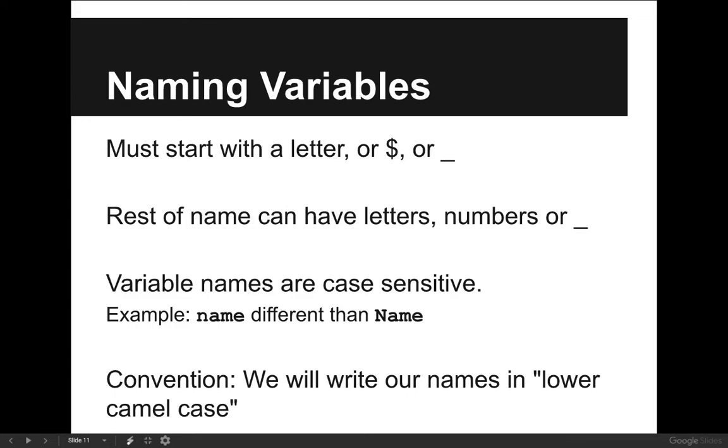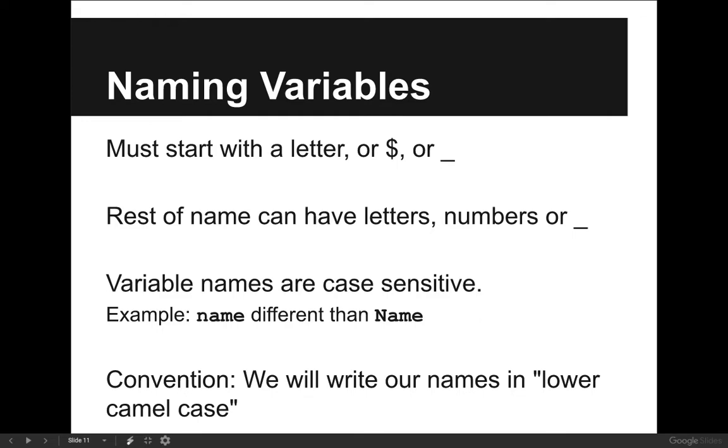A couple of naming conventions. They must start with a letter, a $, or an underscore. I don't use $ signs or underscores just because I don't think they're needed. You can start every variable just with a letter. After the letter, you can put anything you want. You cannot start a variable with a number. Variable names are case sensitive. So for example, lowercase name is different than name with a capital N. So you have to be careful about that.